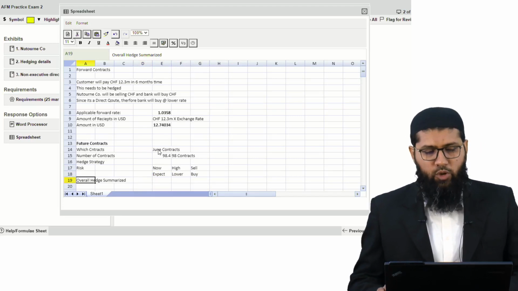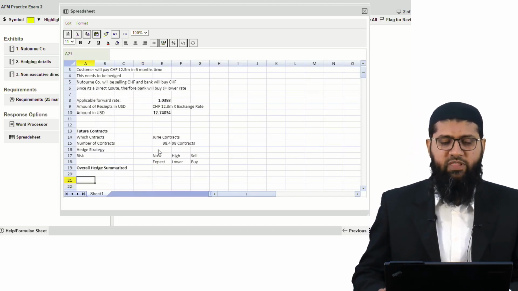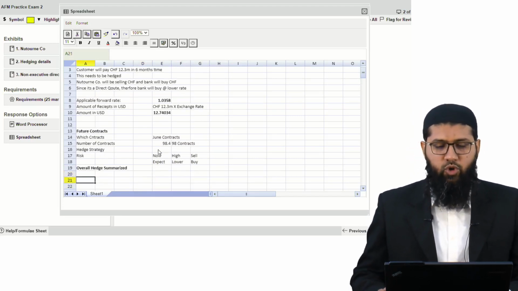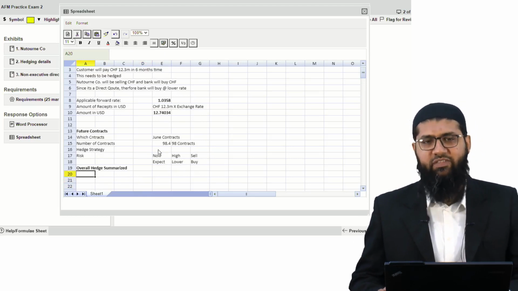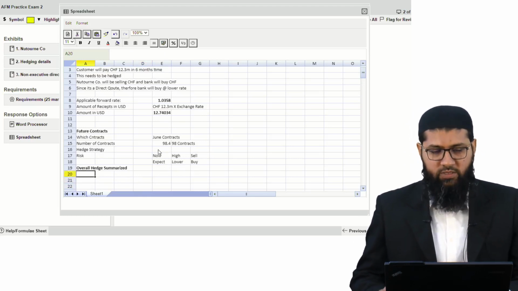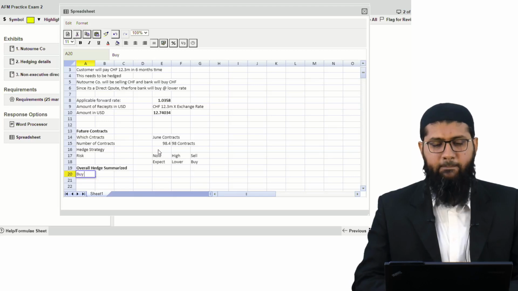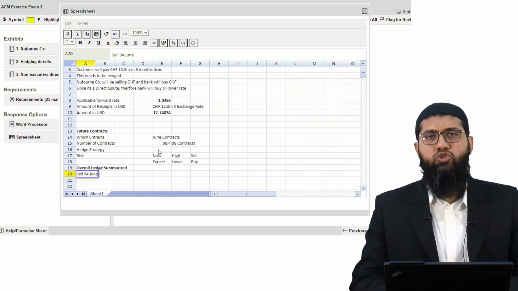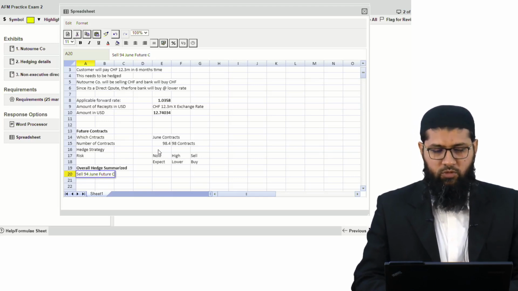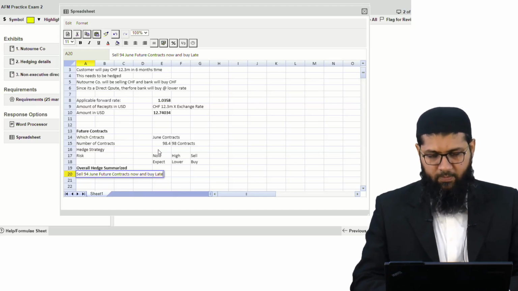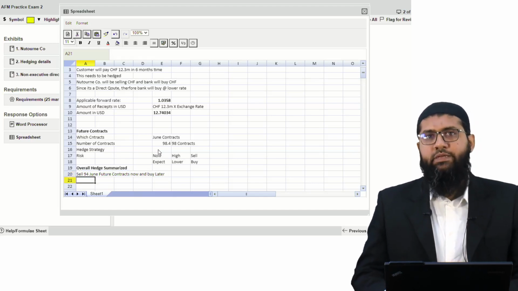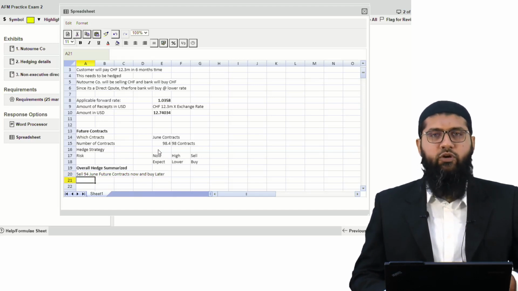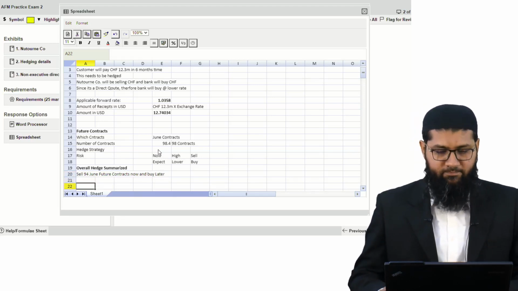So resultingly, your overall hedge is going to be summarized as what? Sell 94 June future contracts now and buy later.